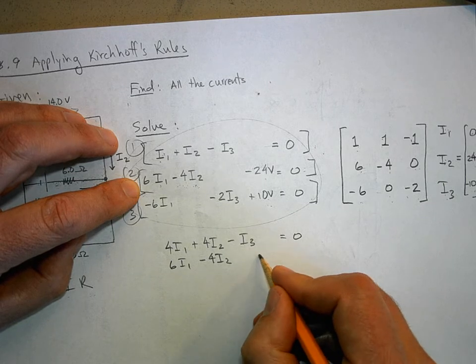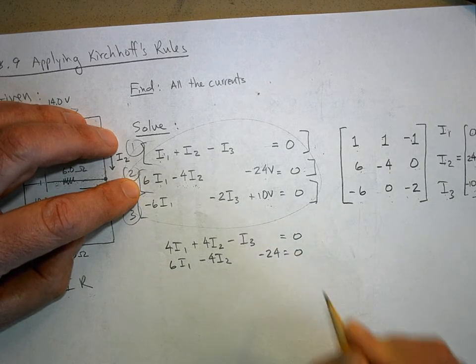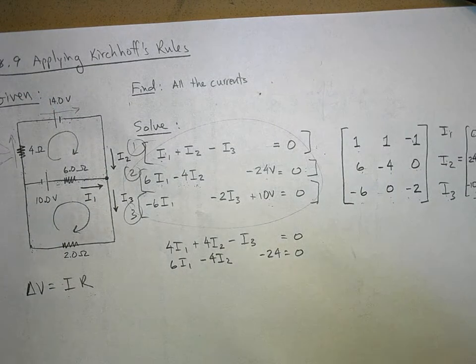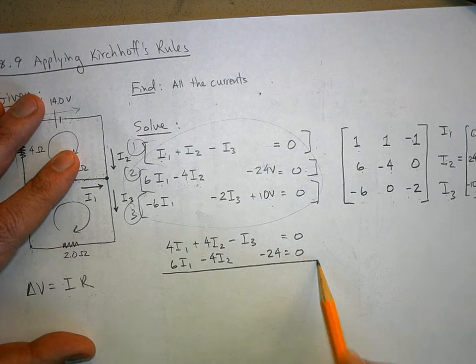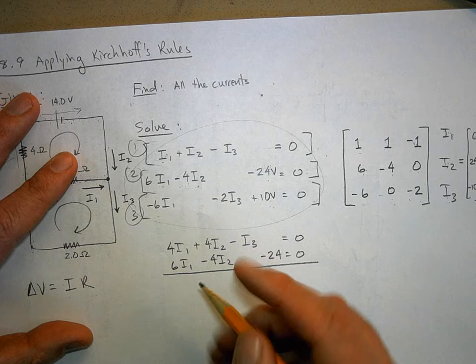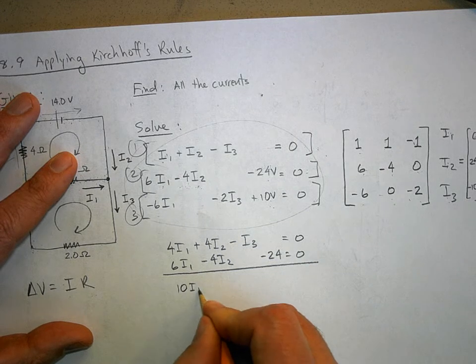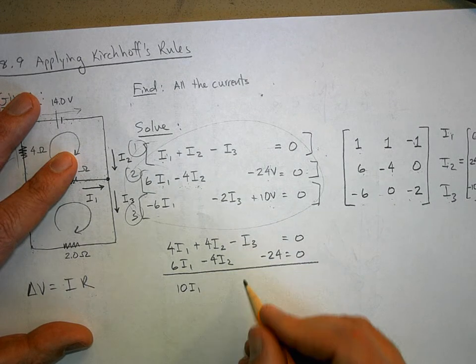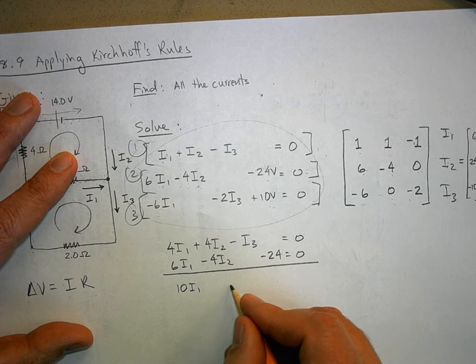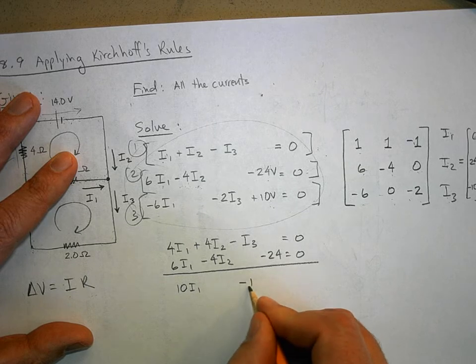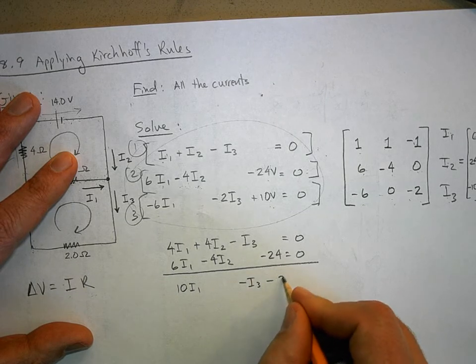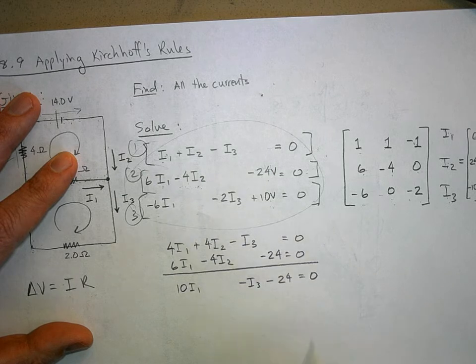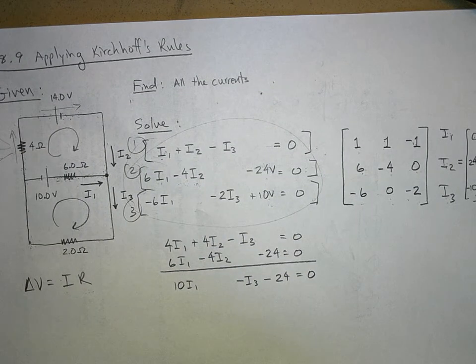And then I'm going to add that to 6I1 minus 4I2 minus 24 equals 0. And this is why, by the way, I often make mistakes when I work through these problems, because it's so hard to do. So this is 10I1, 0I2, minus I3, minus 24 volts equals 0. Now look what I've done. I'm going to call this equation 4.